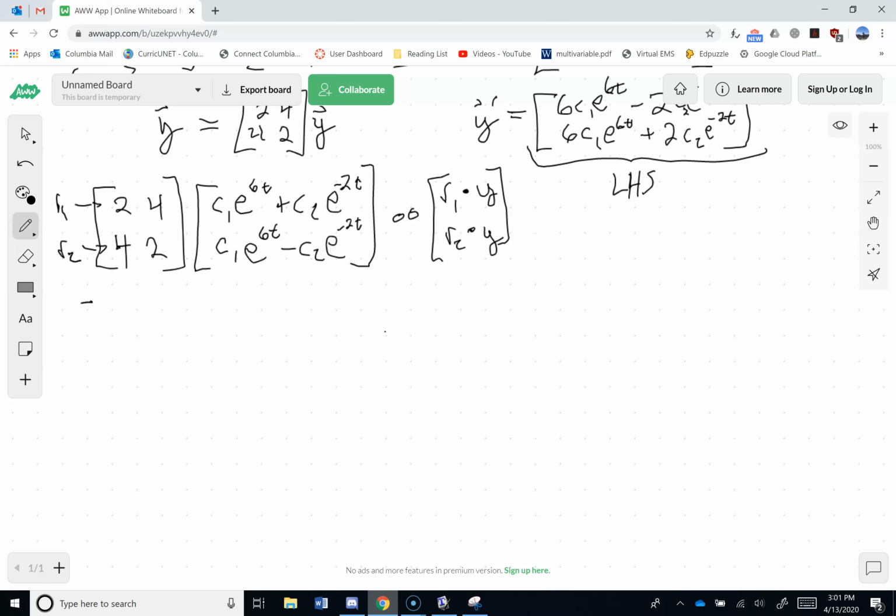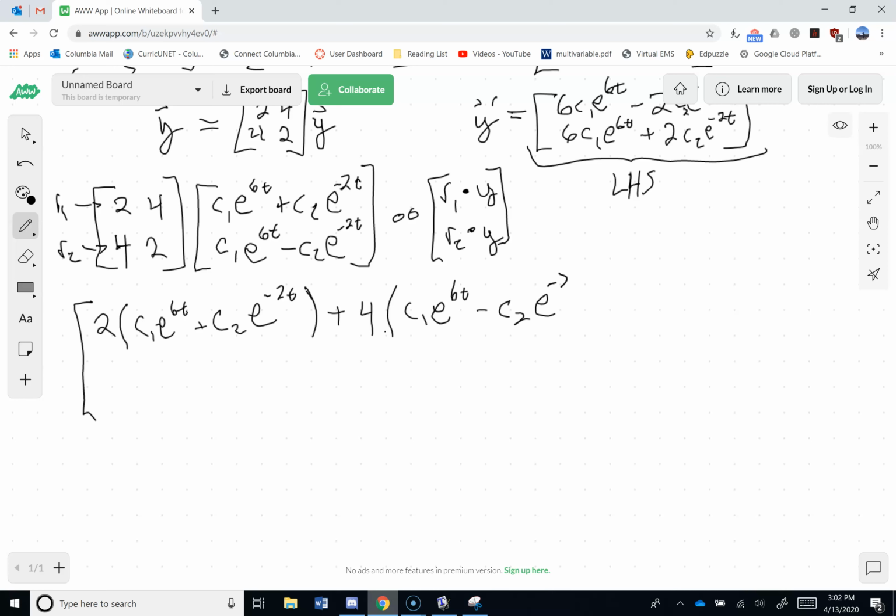All right, so I think I'm going to get a vector. That's going to be my answer here. And it's going to be 2 times the top component of y. So that's going to be c1 e to the 6t plus c2 e to the minus 2t, plus 4 times the bottom component. So that's going to be c1 e to the 6t minus c2 e to the minus 2t.